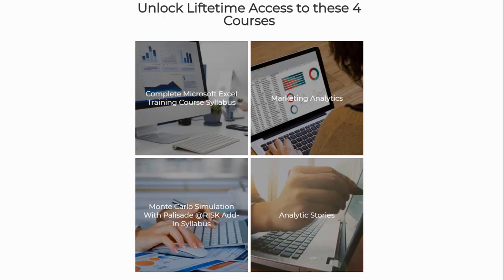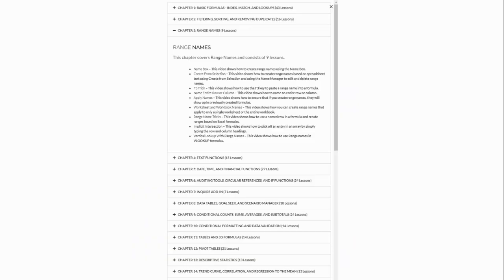And then the Monte Carlo simulation with Palisades, that is a very advanced course, and you would need the @RISK add-in to be able to follow along. You get the course, but you would need @RISK, the add-in. I mean, you could still, of course, watch the videos. It's just to follow along, you need to purchase the add-in. It is not included in the course. But again, if you click on any of the syllabi there, you would see something like this. And then if you click the plus sign on any of the chapters, you would see every video that is included inside of that.